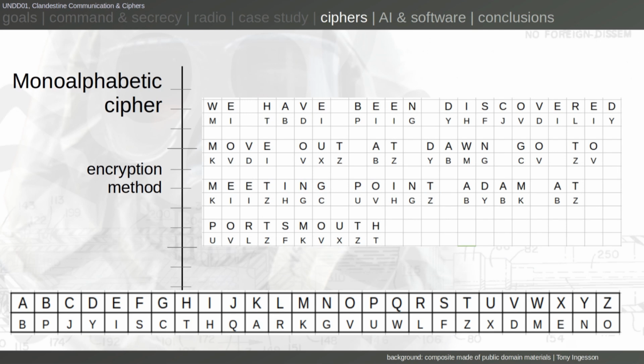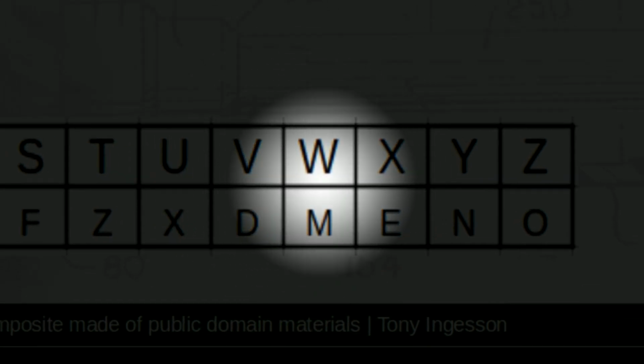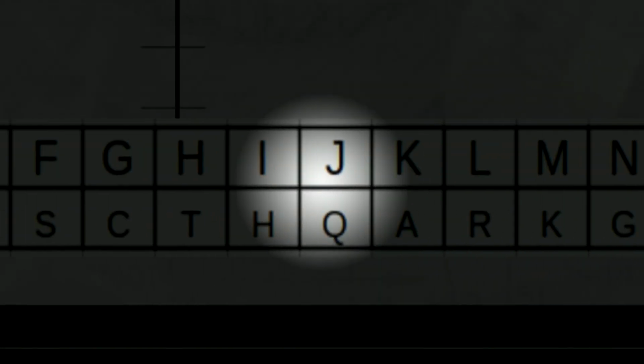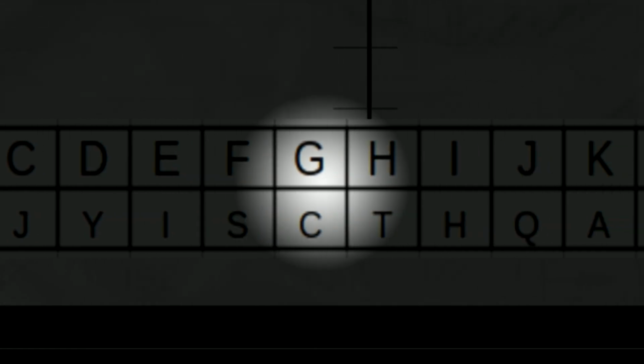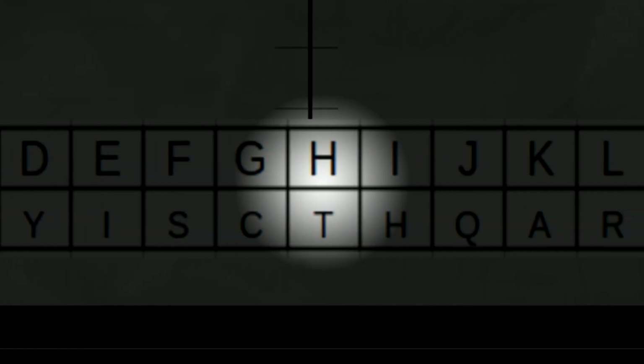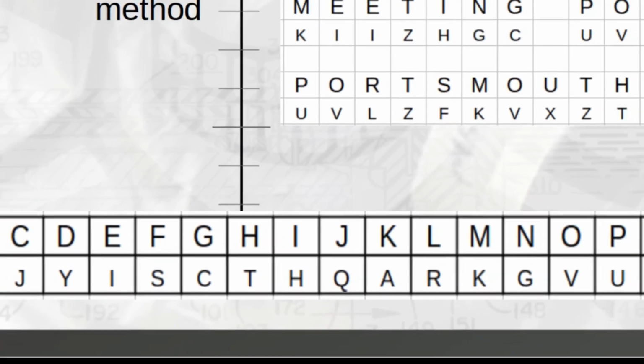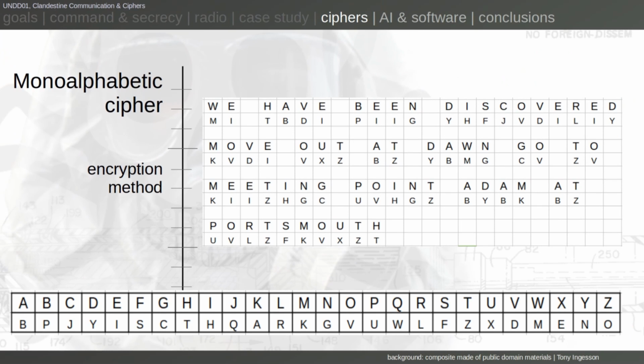If we use our new monoalphabetic cipher I just made to encrypt the text, we have been discovered, move out at dawn, go to meeting point Adam at Portsmouth. And then we just write down the letters of our message like I've done here. And then you just look at the table I have put below. And then you can see, okay, so the letter W, that means that we write M instead. For the letter E, we write I. For the letter H, we write T, and so on. So you just shift the letters around using this encryption key that I have put down here below.